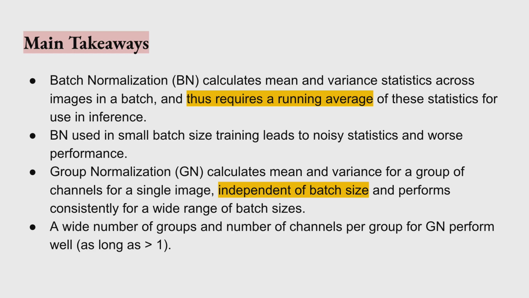Group normalization, GN, calculates mean and variance for a group of channels for a single image, so it's independent of batch size, and so it's not looking across the batch, and it performs consistently for a wide range of batch sizes. A wide number of groups and number of channels per group for group normalization perform pretty well, as long as the values are greater than 1.